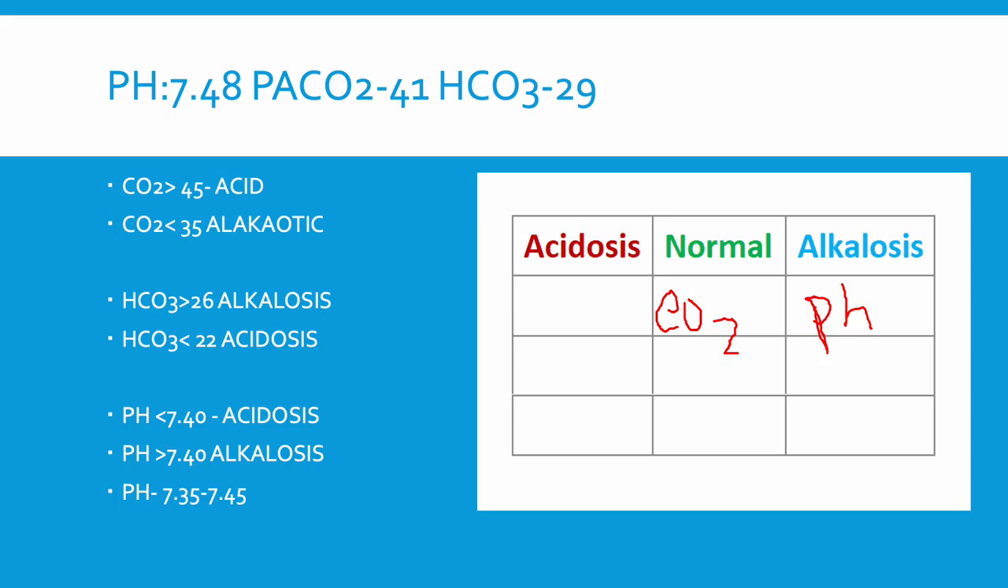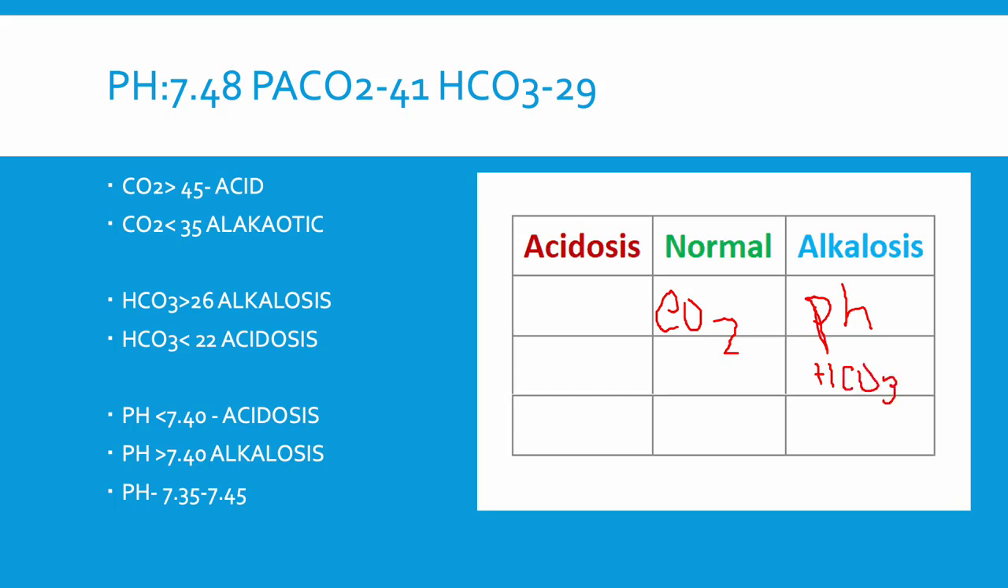All right. The patient's bicarb is 29. So normal bicarb ranges is 22 to 26. So this patient's bicarb is elevated. So this patient is experiencing alkalosis. So we're going to come over to the alkalosis chart and put the bicarb in there.